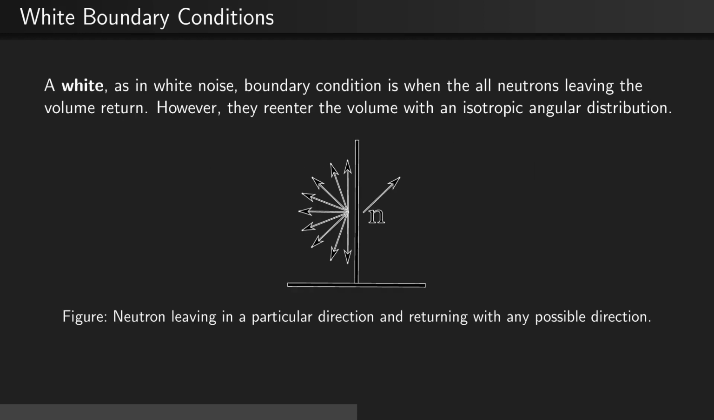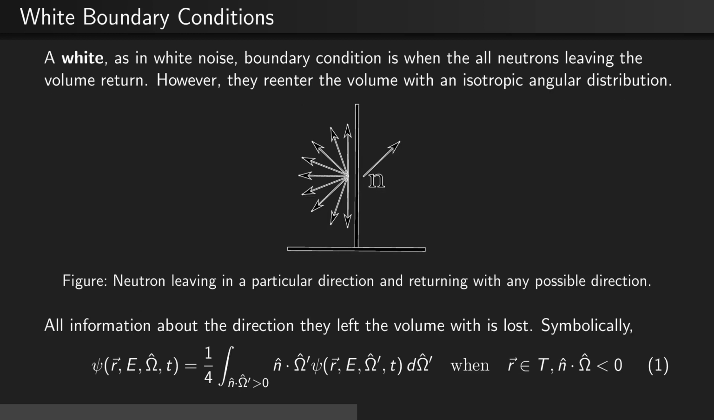A white boundary condition, as in the term white noise, is when all the neutrons leaving the volume end up returning. However, when they re-enter the volume, they re-enter with an isotropic angular distribution. All the information about the direction that they left the volume with is completely lost. Symbolically, we can represent the angular flux re-entering the volume as the average of the angular flux leaving, simply smoothed out over all possible angles.